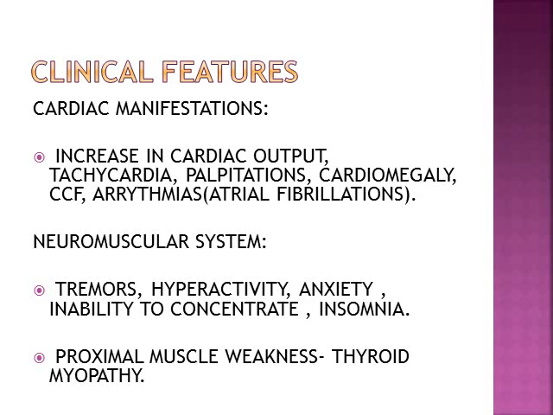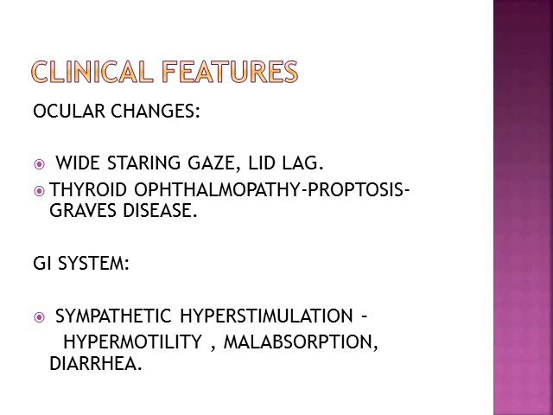Then the neuromuscular system: these patients can have tremors, hyperactivity, anxiety, inability to concentrate, insomnia. There may be myopathy associated with thyrotoxicosis, that is thyroid myopathy. Ocular changes we discussed: wide staring gaze, lid lag, exophthalmos. It all comes under thyroid ophthalmopathy. In the GI system, it can cause hypermotility, malabsorption and diarrhea, which is due to sympathetic overactivity.